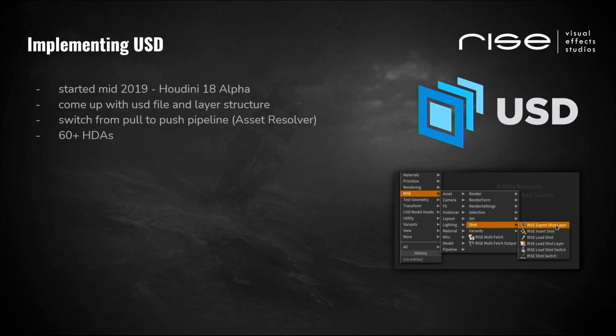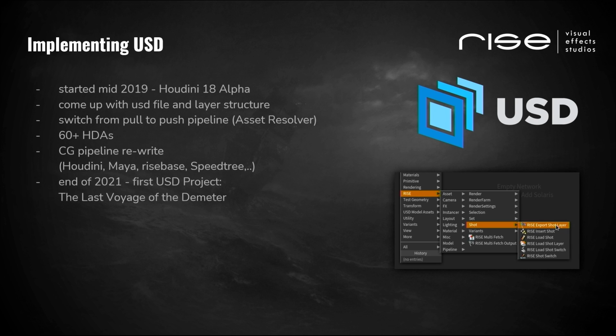And then with all this figured out, we started working, and until now have built more than 60 HDAs, or it might be even more now. And the idea there is that by wrapping the core nodes of Solaris into our higher-level HDAs, this allows us to hide a lot of the complexity of USD, which can be complicated at times. And it also allows us to control their usage in the network. But it was not just building HDAs. We also had to update the Houdini pipeline, the Maya pipeline, the connection to Rise-base, which is our in-house database, and SpeedTree, for example. So it was many parts in different areas. But then, at the end of 2021, we were ready to tackle our first USD project, and more about this now from Andreas.